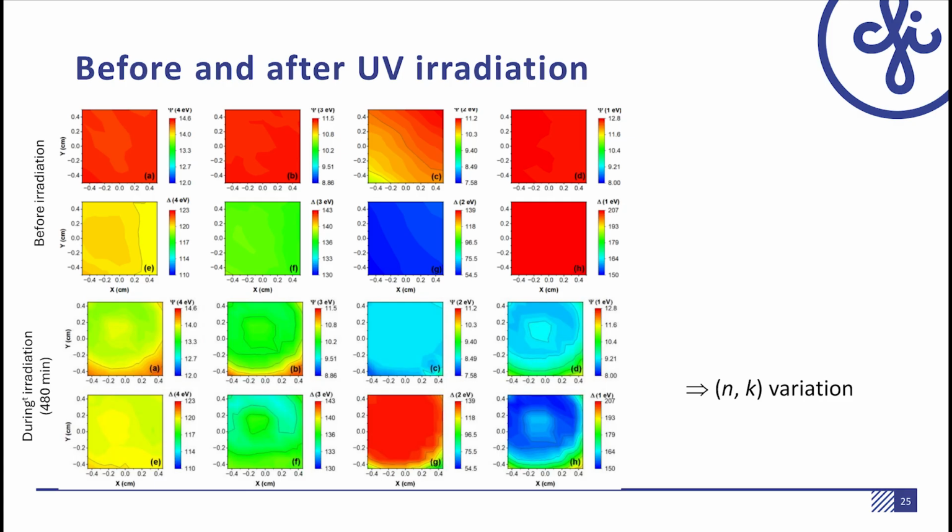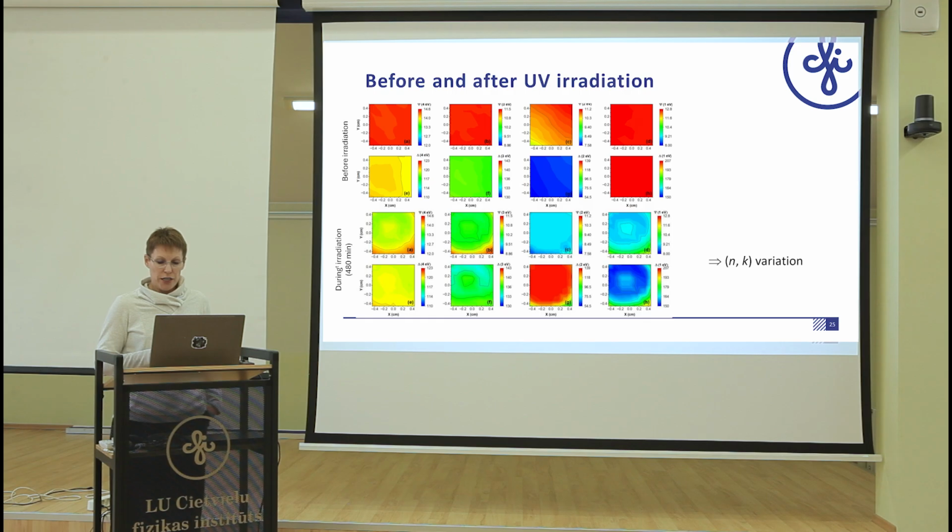These are results for after 480 minutes of irradiation. And we can see these circular forms appearing in psi and delta spectra over the mapping of the sample. These significant changes in psi and delta clearly indicate strong local variations in the optical constants, refractive index and extinction coefficient, by the UV light.